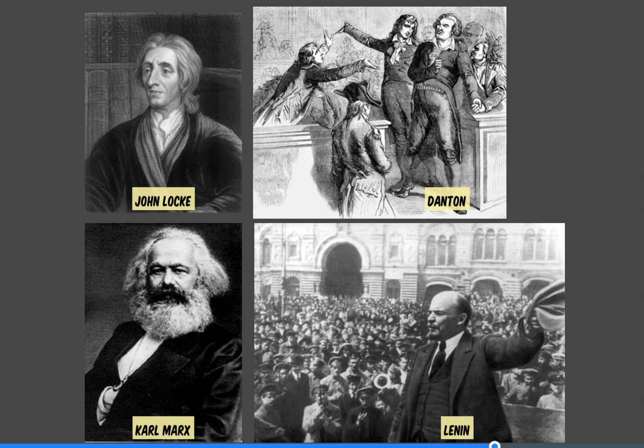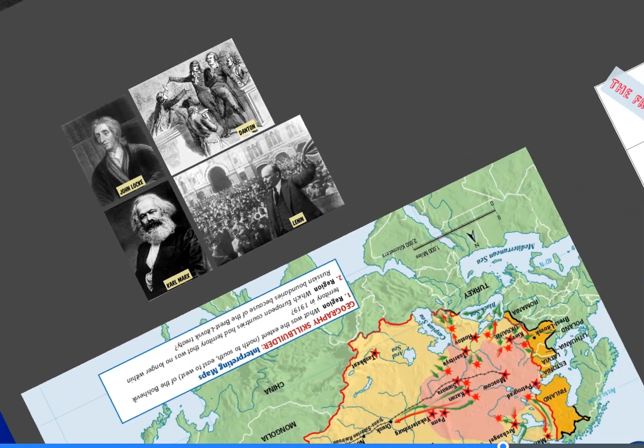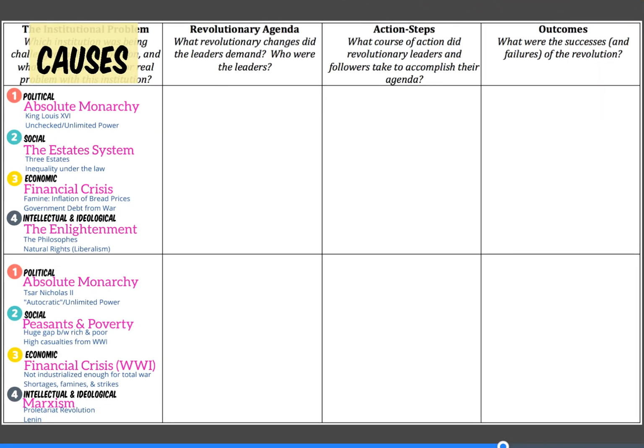So we can compare the philosophical roots of these new political ideas that challenge the old established order of absolute monarchy, and then the revolutionary leaders like Danton and Lenin who take those ideas and put them into action to create a revolution. All right, so now we're ready to start talking about the revolutions themselves.